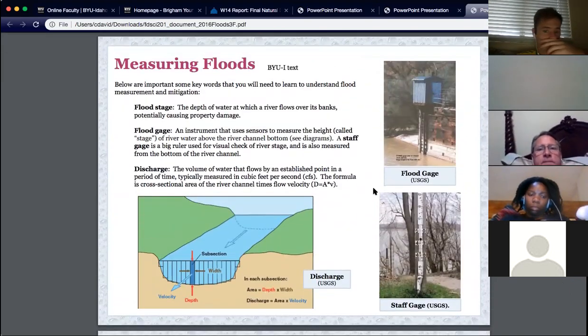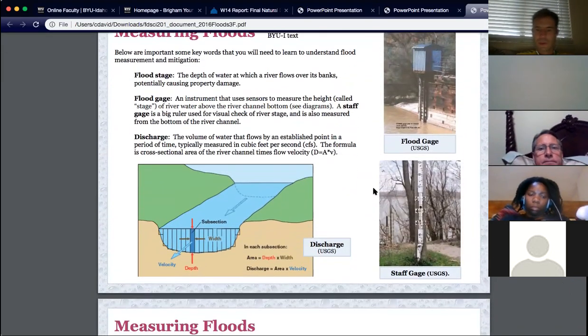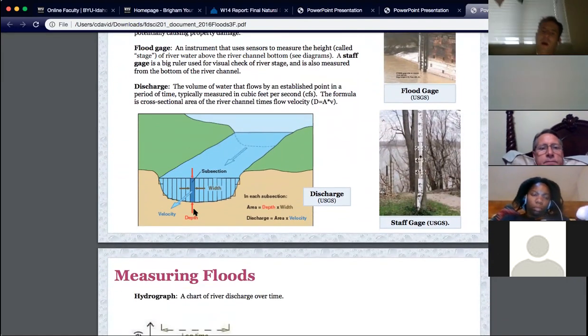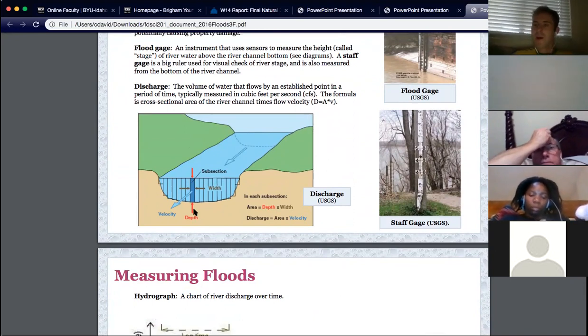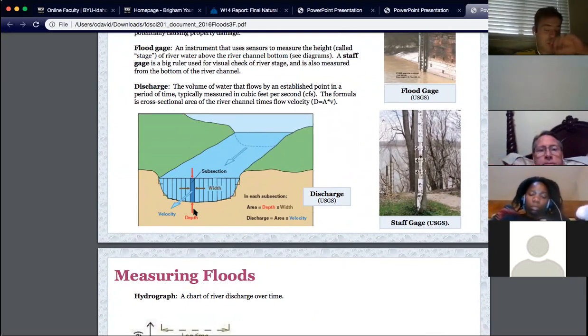This one, I'll just explain this figure here. This is talking about discharge, the discharge of a river. So river discharge changes based on how much water is moving through. This is just saying how you measure discharge.